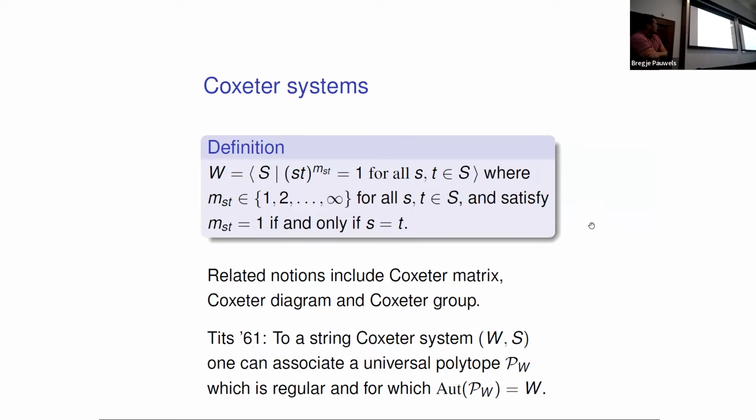And Tits proved in 1961 that if you have a string Coxeter system, this is a Coxeter system for which if you write down the diagram, it's just a straight path, like no double bonds, etc. Then you can associate a so-called universal polytope, which is regular, and for which the automorphism group is the group that you started with. So that will be sort of the idea. We will have a Coxeter group, and it will act on some sort of a polytope as the automorphism group.